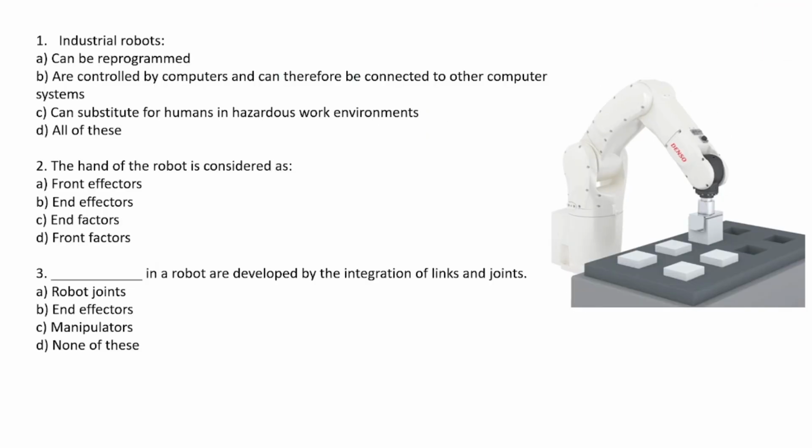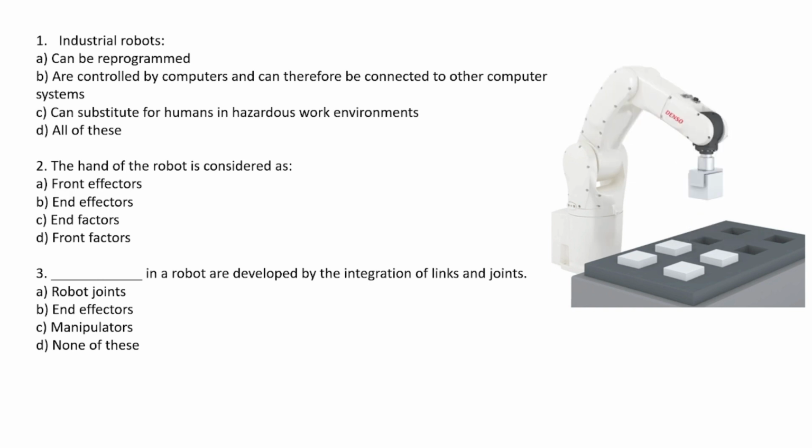Industrial robots are important because robots can substitute for humans in hazardous work environments. They also offer consistency and accuracy not attainable by humans, and they can be programmed. Robots are controlled by computers and can therefore be connected to other computer systems. So that is the importance of introducing industrial robots.